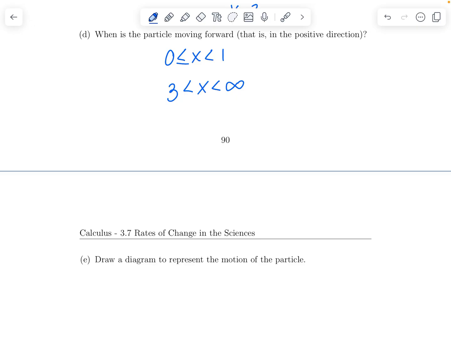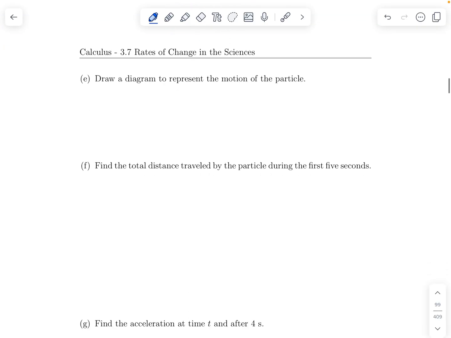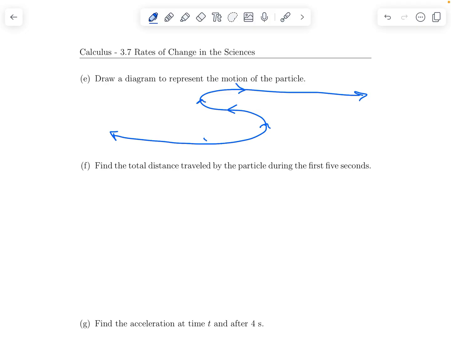If I want to sketch a diagram, what I'm looking at is this thing that's moving forward from 0 to 1. So it's moving forward, and then it moves back, and then it moves forward again. So it moves forward, it moves backward, and then it moves forward again.